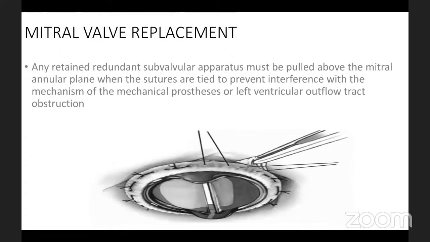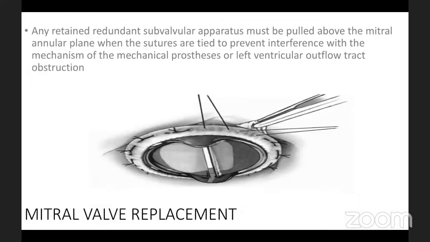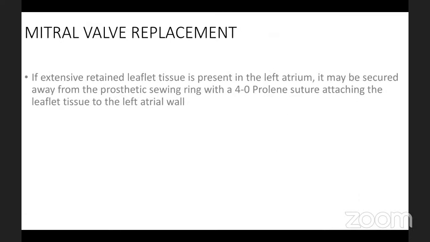Any retained or redundant subvalvular apparatus must be pulled above the mitral annulus plane when the sutures are tied, to prevent interference with the mechanism of the prosthesis or left ventricular outflow tract, or to prevent causing left ventricular outflow tract obstruction. If excessive retained tissue is present in the left atrium, it may be secured away from the prosthesis sewing ring with the Prolene suture attaching the leaflet tissue to the left atrial wall.